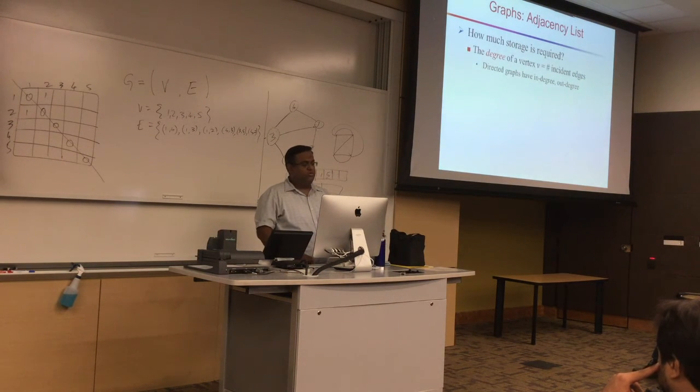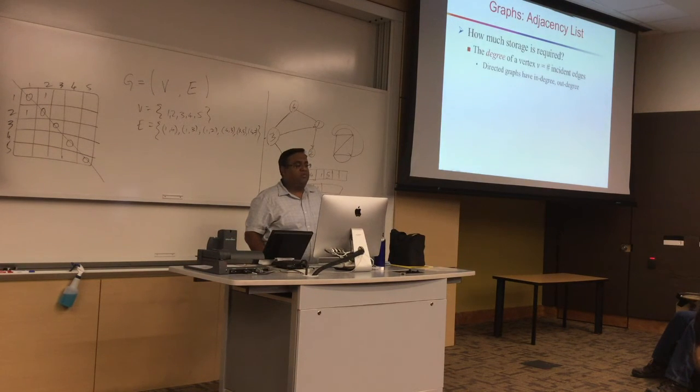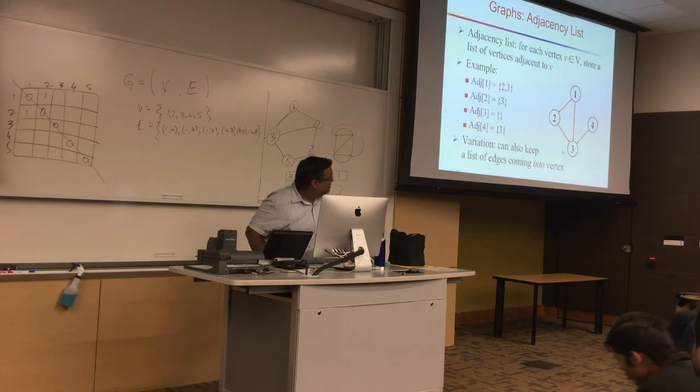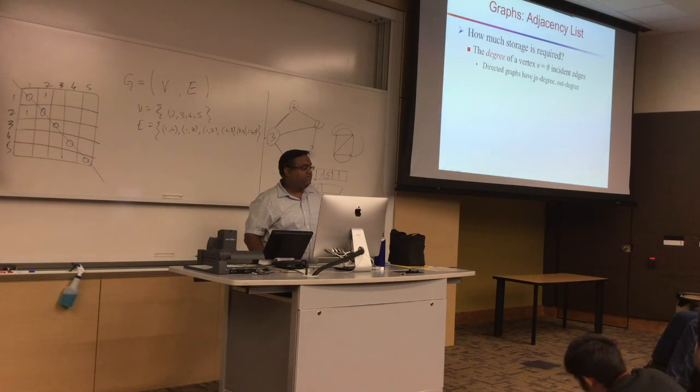How much storage do you need for adjacency list? The degree of a vertex V is equal to the number of incident edges. So this is the definition for the degree of a vertex. What's the degree of 2? 1 incident coming into it. What's the degree of 3? 3, and so on. So directed graphs have in degree and out degree. Undirected graphs just have the number of connections that you have.